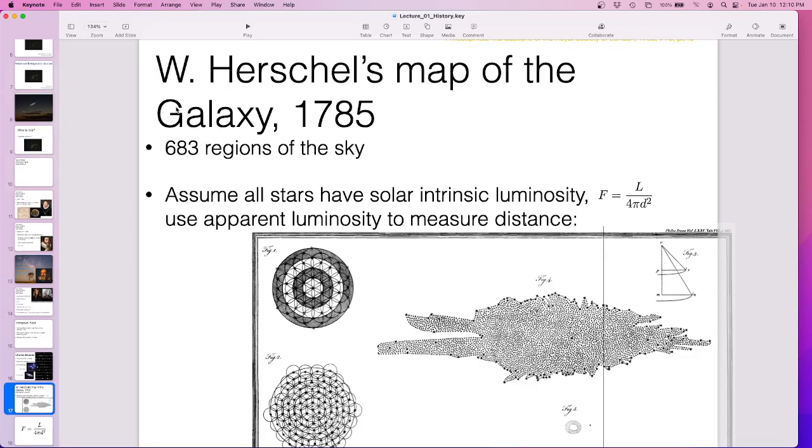These guys over here look further away because there's dirt in the way that makes them look dimmer, which makes them look further away. This is a balancing act that we'll have to deal with. Dirt in the way makes things look dimmer. So if you want to figure out how far away something is, you also have to sort out what the dirt is. So we'll talk about that too. He didn't know that. It took a long time to really get our heads around that. But he did get this nice figure of what our galaxy looks like.